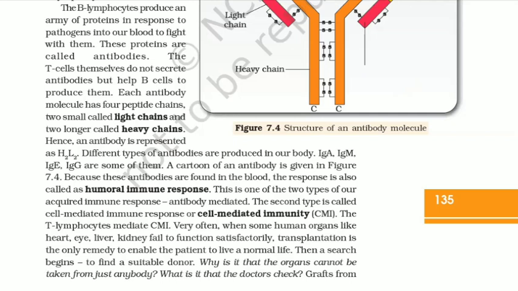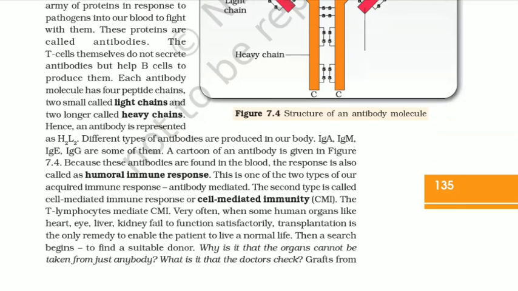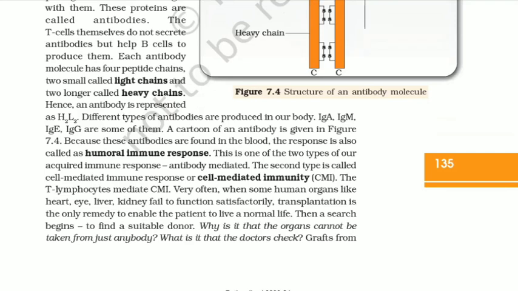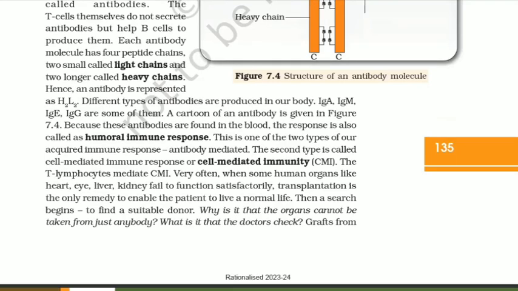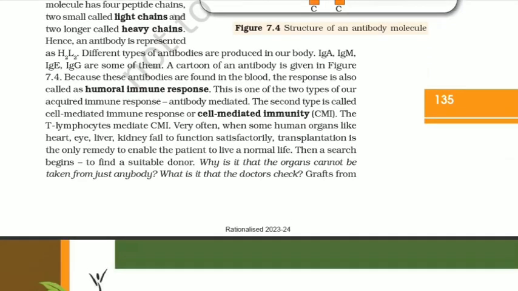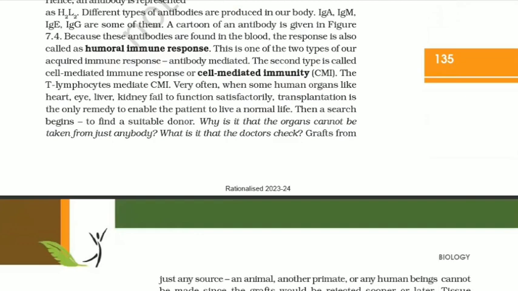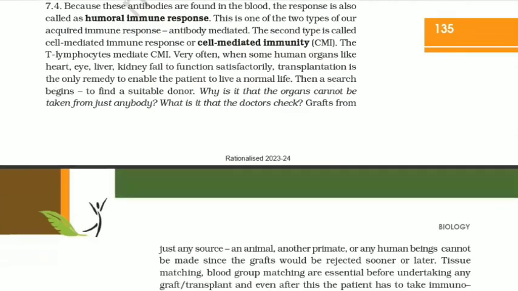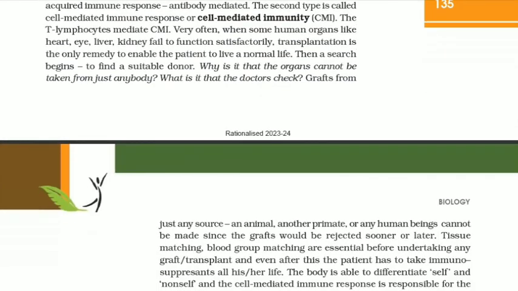Very often, when some human organs like heart, eye, liver, kidney fail to function satisfactorily, transplantation is the only remedy to enable the patient to live a normal life. Then a search begins to find a suitable donor. Why is it that an organ cannot be taken from just anybody? What is it that the doctor checks?